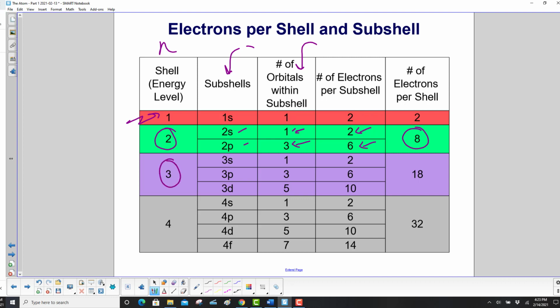We go down to n equals 3. Now we have 3s, 3p, 3d, 1, 3, 5 orbitals, and again each one has 2 electrons, so 2, 6, 10 for a total of 18. These are important numbers. We'll see those later when we get to electron configuration. And then we get to n equals 4, right? That's farther away from the nucleus. Now we have the f subshell coming in, 1, 3, 5, 7 orbitals within the subshell. And then we have 2, 6, 10, 14 electrons for a total of 32.